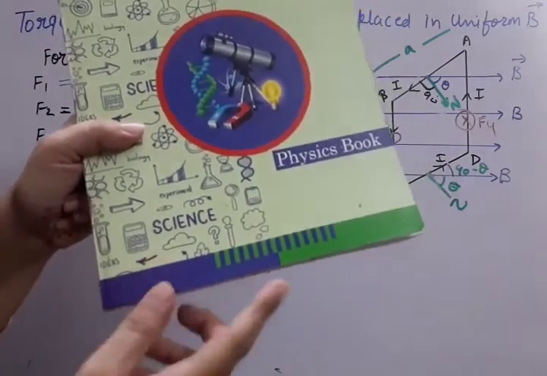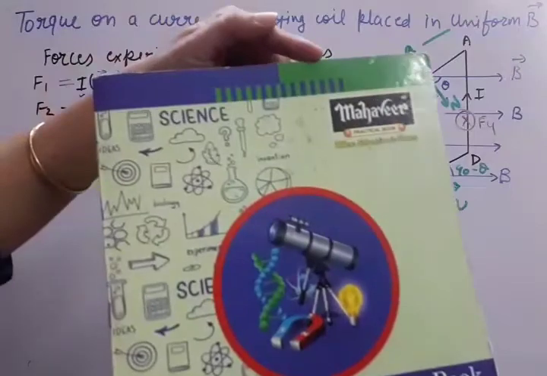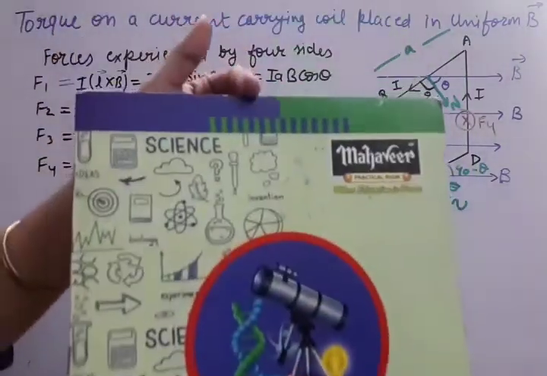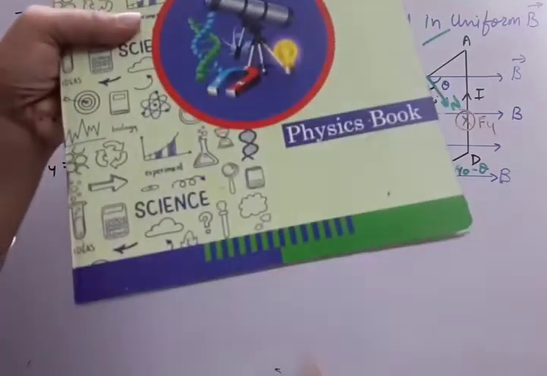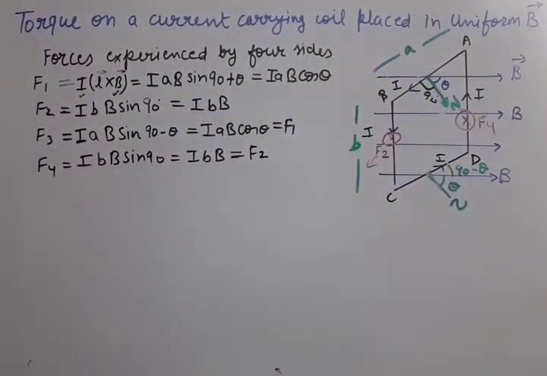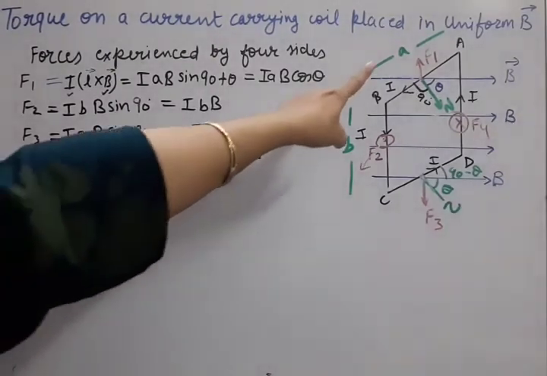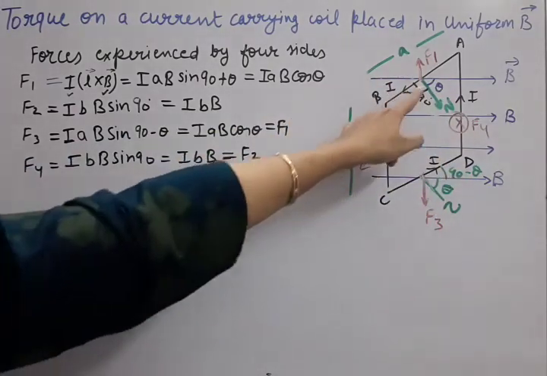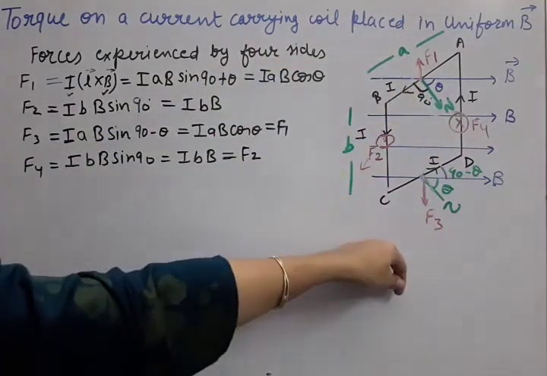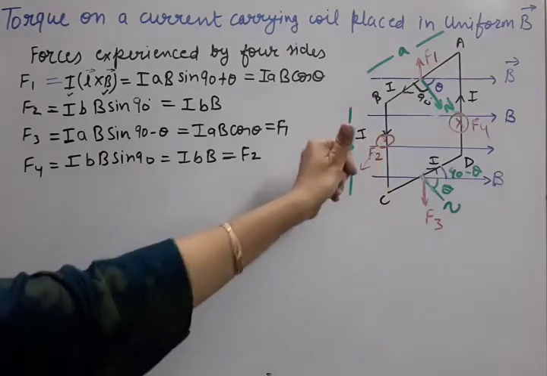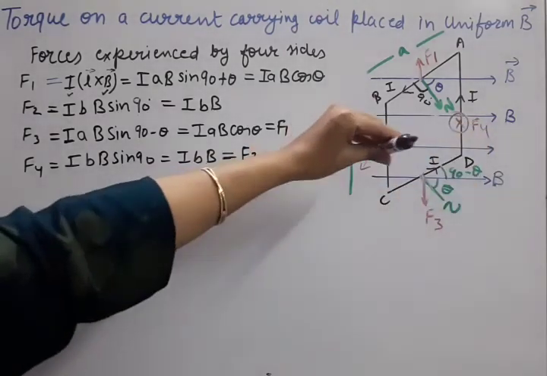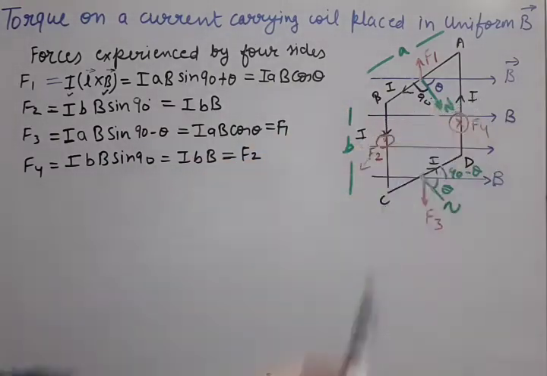In the same manner, for this lower edge, current will go that side. Here the current is this side, here the current is this side. So here the force came upward, here the force will come downward. So that we are showing in the diagram now. Now as you can see, we have shown all the direction of the forces in the diagram. F1 is upward, F3 is downward, F2 is normally outward, F4 is normally inwards.